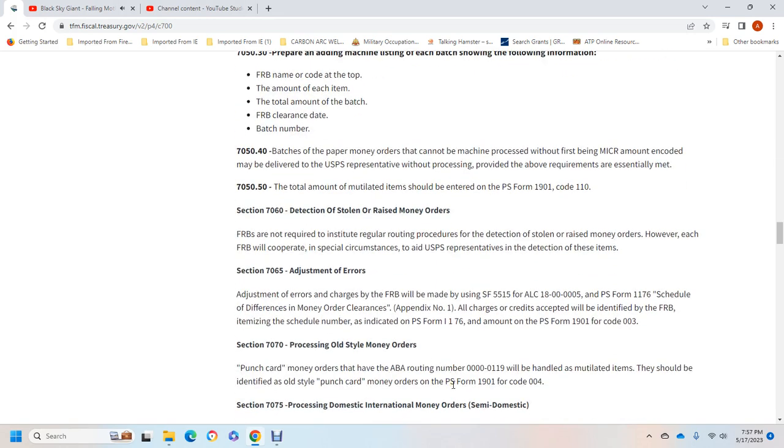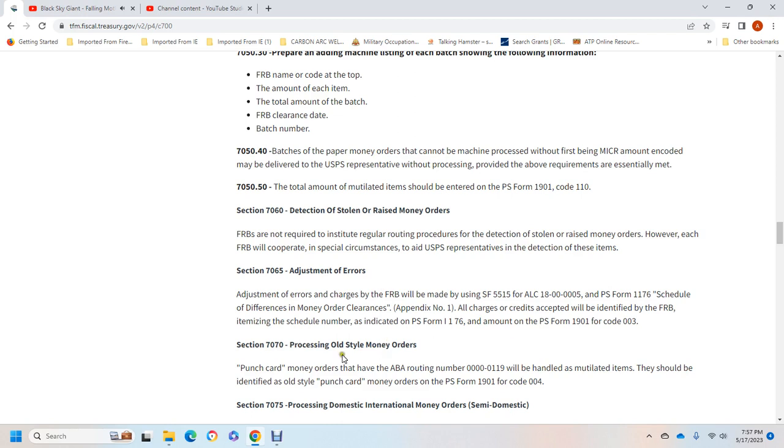Section 760, adjustment of errors. Adjustment of errors for the Federal Reserve will be made with the same Form 1550 and for the agency location code, presented on Form 1176 schedule for the difference. Money order clearance, all charges and credits except those identified with the Federal Reserve Bank item with the scheduled number, to indicate them as Form 1176 amount with the Form 1901 code 003.